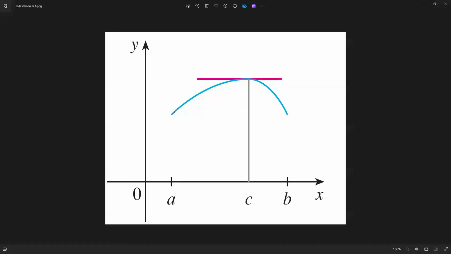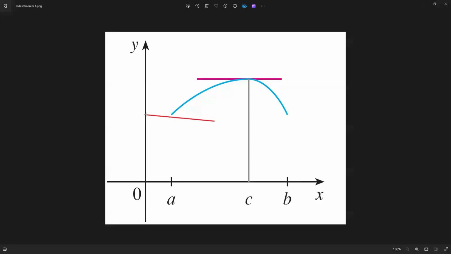So from A to B, there is a smooth curve over here. So the graph is differentiable over the open interval A comma B. So the second condition of Rolle's theorem is met by the graph. Now we have to check the third condition of Rolle's theorem. So that is f of A and f of B must be equal. That is, the value of y when x is equal to A and the value of y when x is equal to B must be the same.